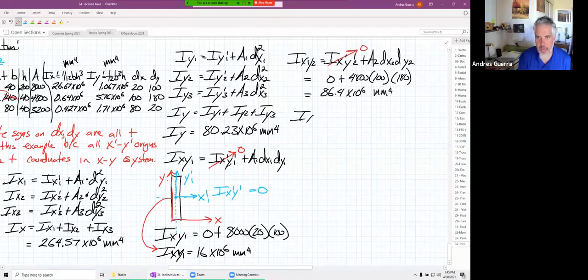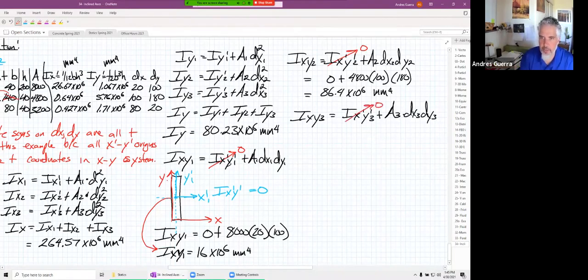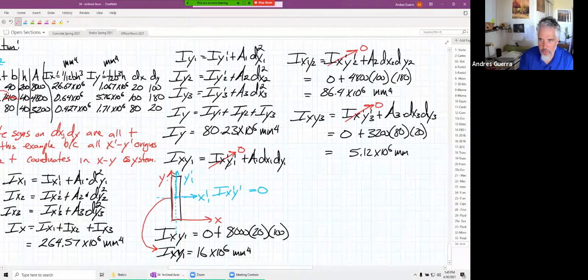And then Ixy for segment 3 is going to be equal to Ix prime Y prime for segment 3 plus A3 times dx3 dy3. And so the X prime Y prime is 0 again. And so we're going to end up with a 0 plus A3, which is 3,200, times DX3 and DY3, which are 80 times 20. And so we're going to end up with 5.12 times 10 to the 6th millimeters to the 4th.